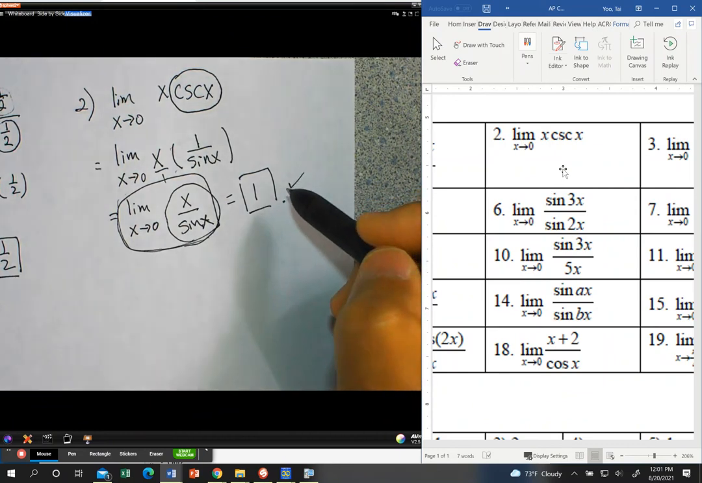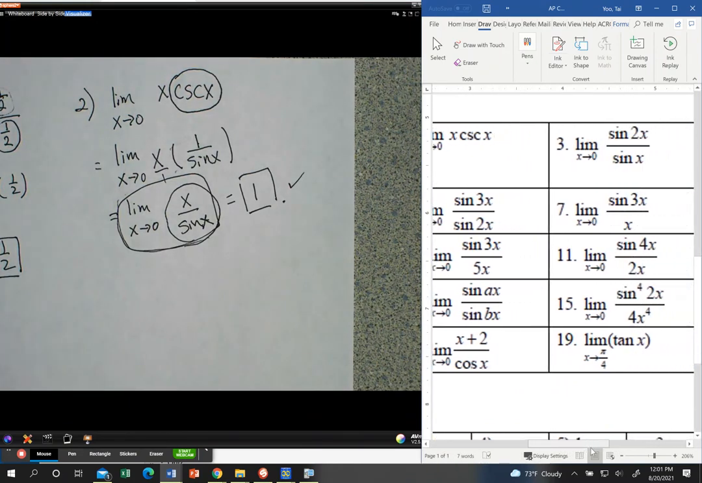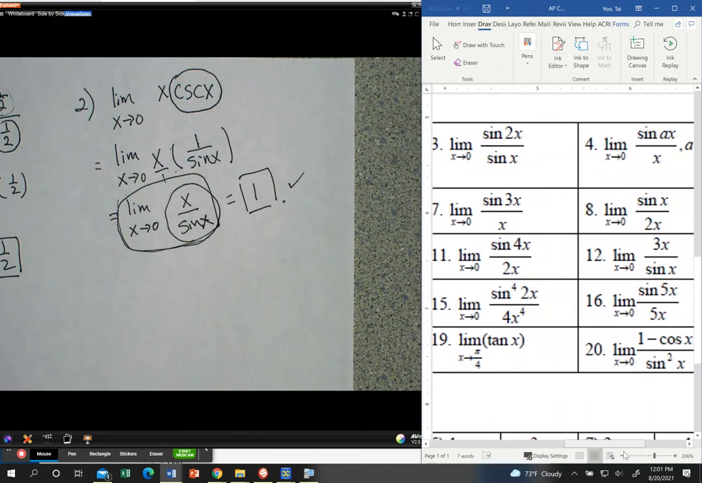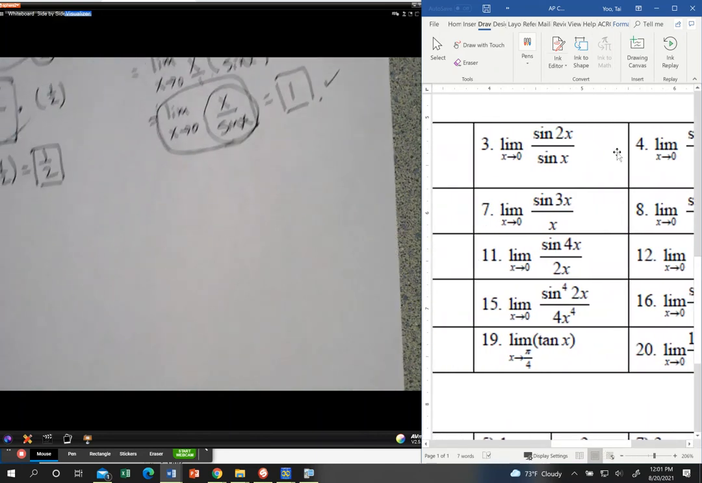And that should be correct. Alright, maybe we'll do one more after that. You guys can do this on your own, okay? Alright, try number 3.